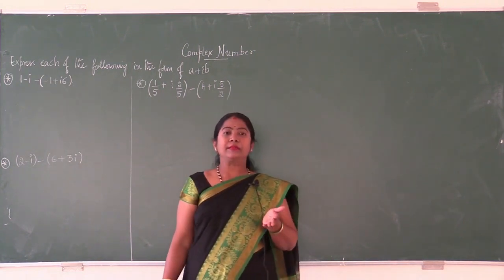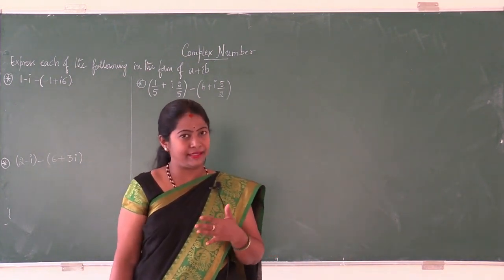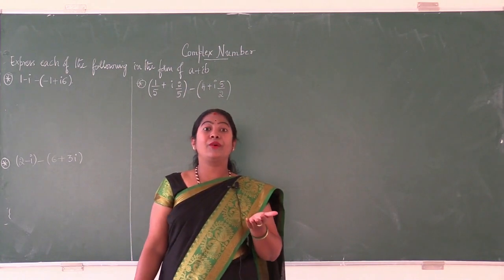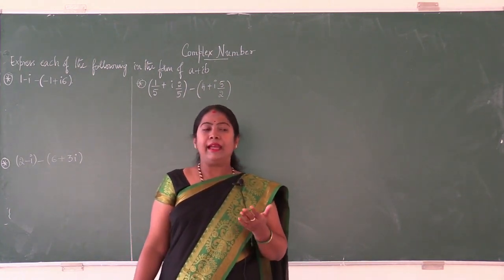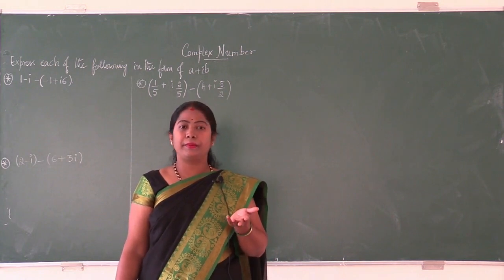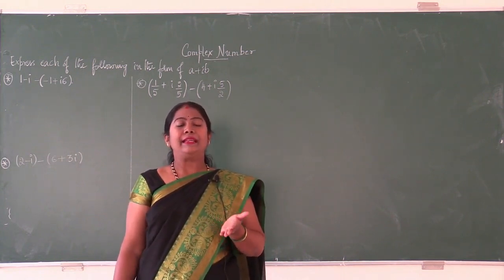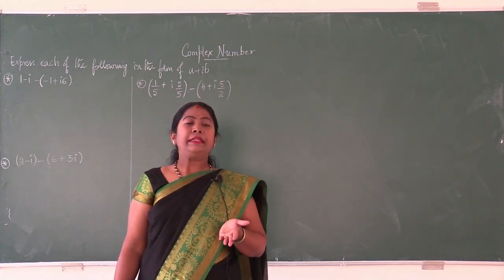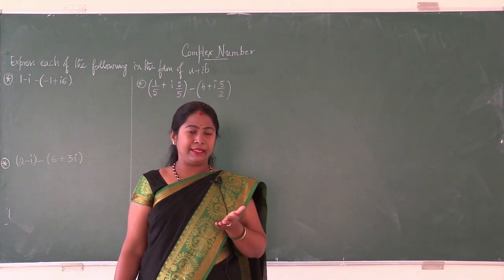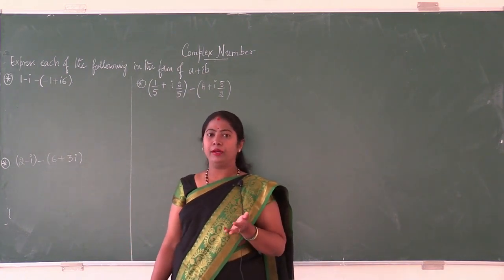We also discussed the algebra of operations: addition, subtraction, multiplication and division. We discussed the conjugate of a complex number, denoted by z bar, if a complex number is denoted by z. Suppose z is equal to a plus ib, then its conjugate z bar is given by a minus i into b, that is, by changing the sign of the imaginary part.